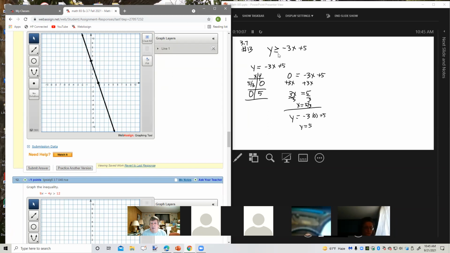Since the inequality includes the equal sign, I'm not going to make it dashed. I'm going to leave it as a solid line. If it includes the equals, it's going to be a solid line. If it doesn't, it's going to be a dashed line.